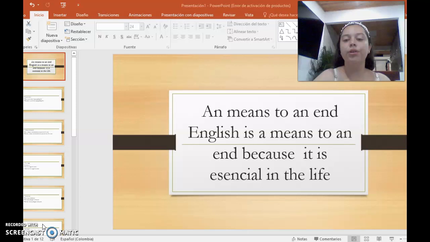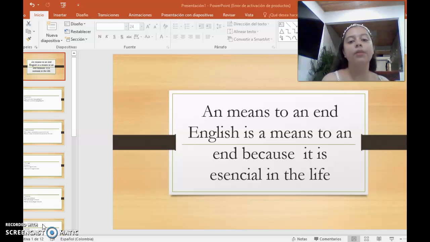Today I am going to explain the present simple. The present simple structure is the subject plus am, are, is plus complement. The negative form is the subject plus am, are, is plus not plus complement.